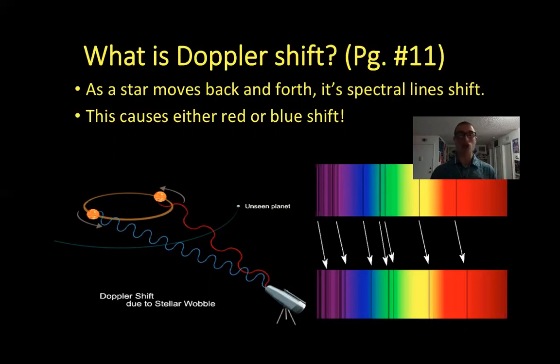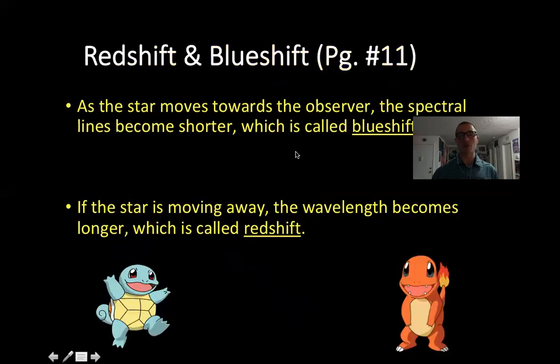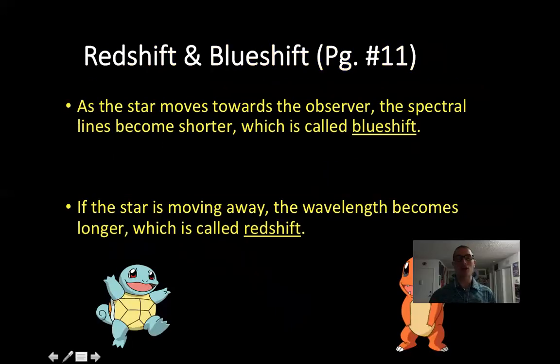And most stars are in red shift because the universe is doing what? The universe is expanding, right? So again, that's just something to keep in mind. We've discussed a little bit before. Okay, and then to finalize red shift and blue shift, guys, go ahead, just jot these down as well. As the star moves towards the observer, the spectral lines become shorter, which is called blue shift. And if the star is moving away, the wavelength becomes longer, which is called red shift.